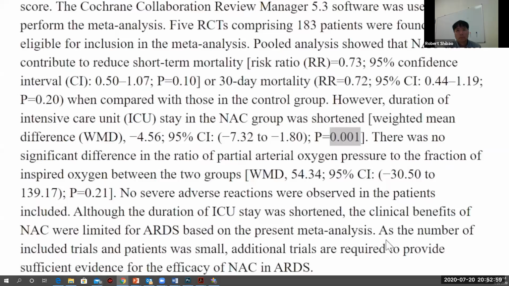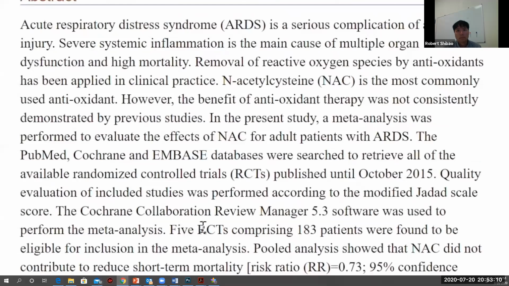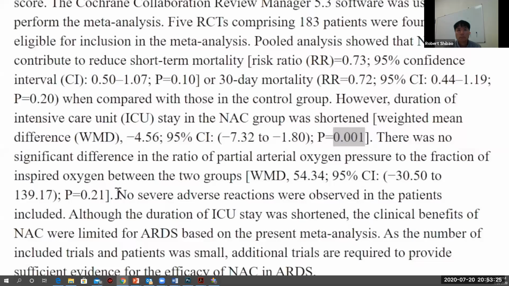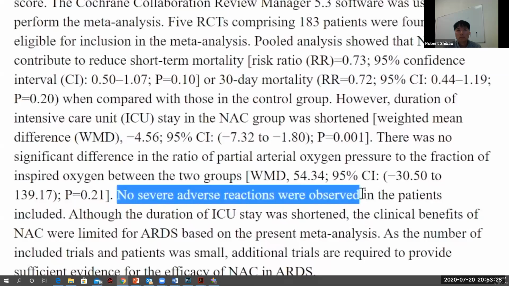And they concluded by saying, as the number of included trials in patients was small, additional trials are required to provide sufficient evidence for the efficacy of NAC in ARDS. But as part of their criteria and as their rationale, they do say here that removal of reactive oxygen species by antioxidants has been applied in clinical practice, and that NAC is the most commonly used antioxidant. Another key finding is that no severe adverse reactions were observed in the patients that were included.